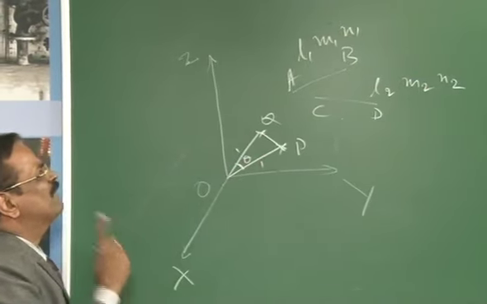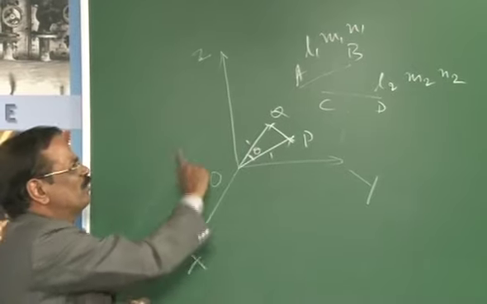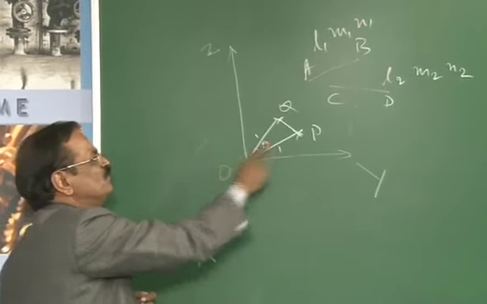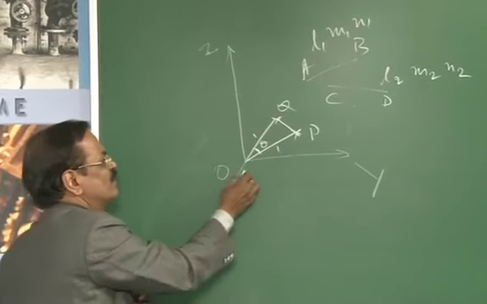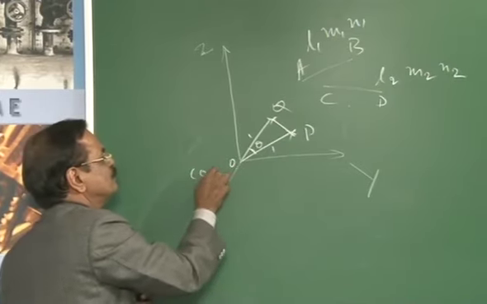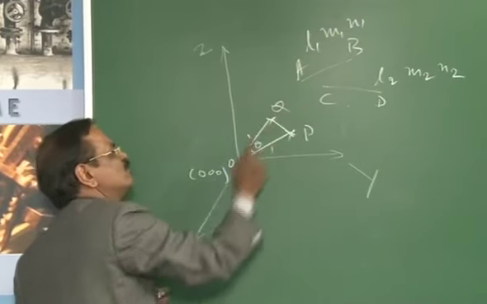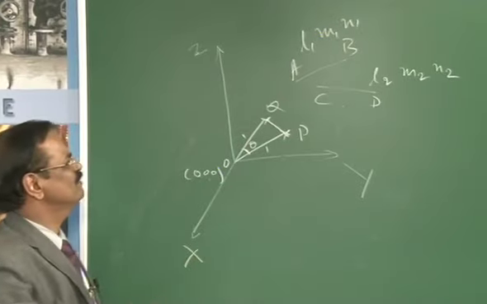That is what the figure shows. Draw OP parallel to AB and OQ parallel to CD, each of unit length through the origin. This is your origin. So the angle between AB and CD is going to be the angle between OP and OQ.